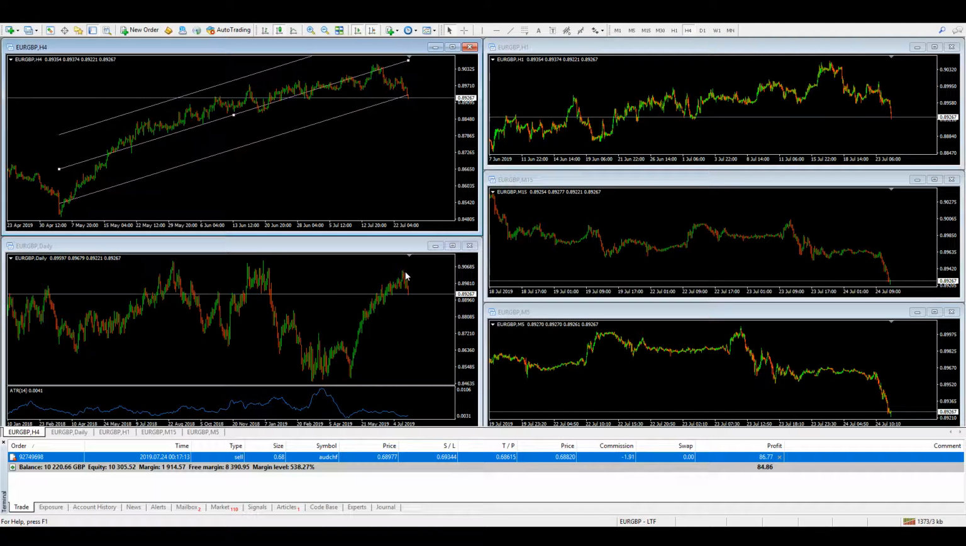So this pullback is good. This needs to retrace and then start to show signs of bullishness, which would make this a bit more tradable for me. But given this is a daily chart, that isn't anytime soon.